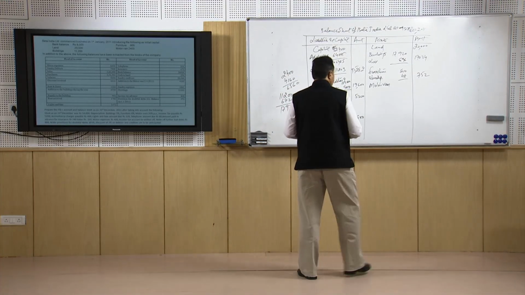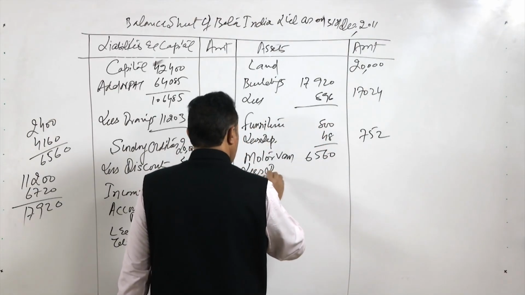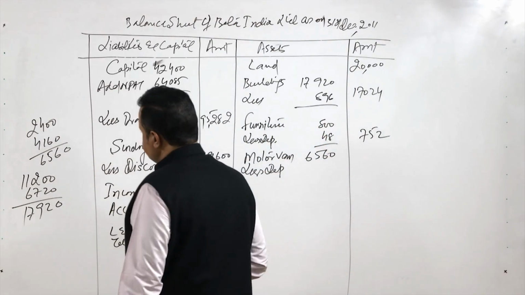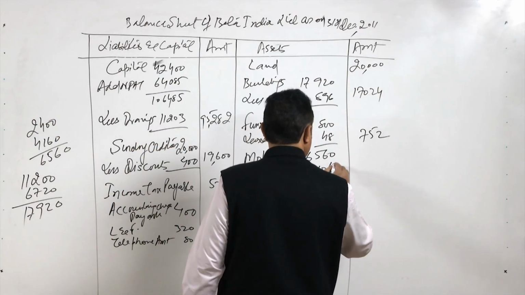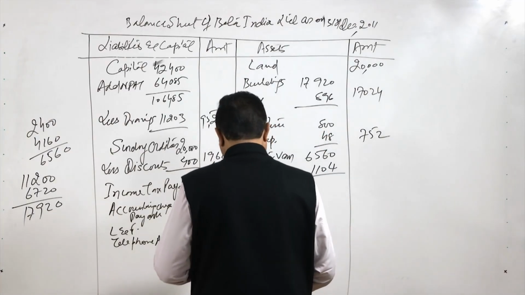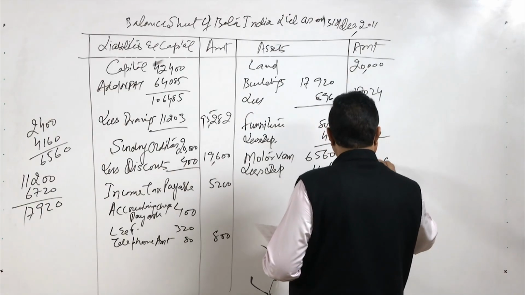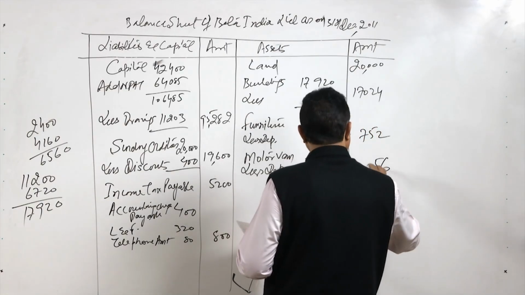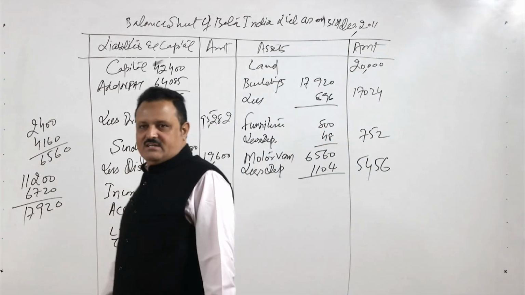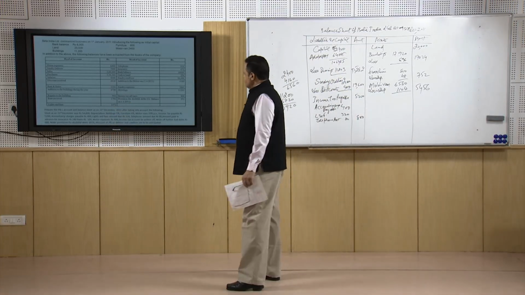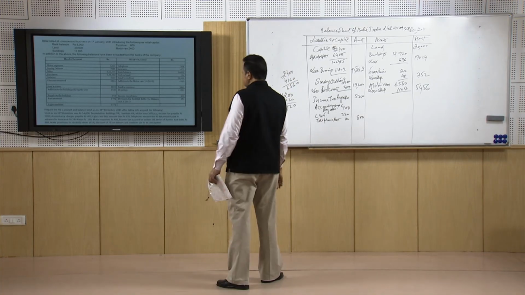And from this we have to put here 6,560 less depreciation on the motor van. How much depreciation do we have to take here? That is 1,104. This is the depreciation, and finally the amount of the van will be how much? 5,456 is going to be the final balance left in the balance sheet with regard to the motor van. So we have taken all these assets, 1, 2, 3, 4. One thing is left, yes, bank balance. We will take it later on.